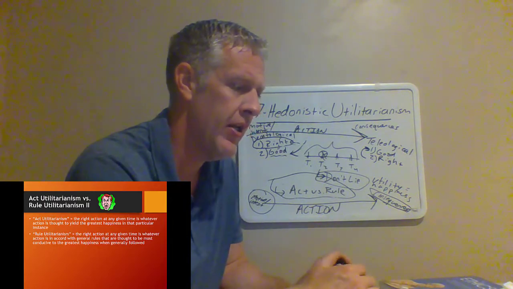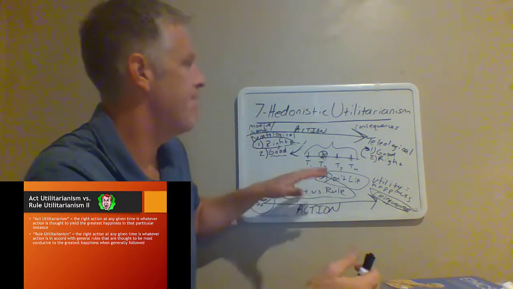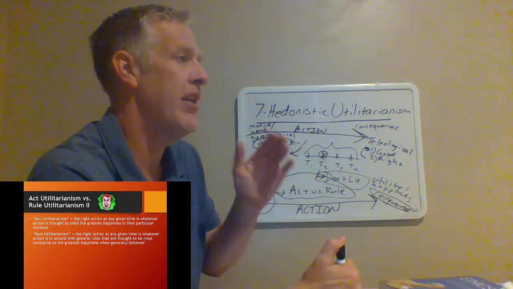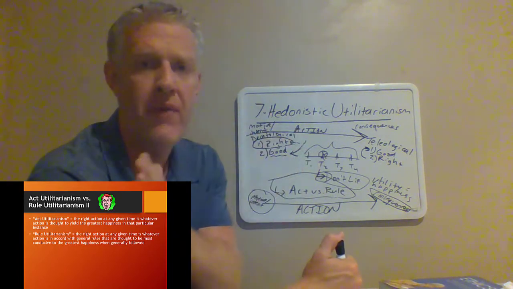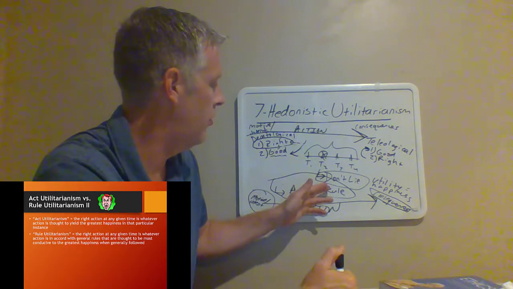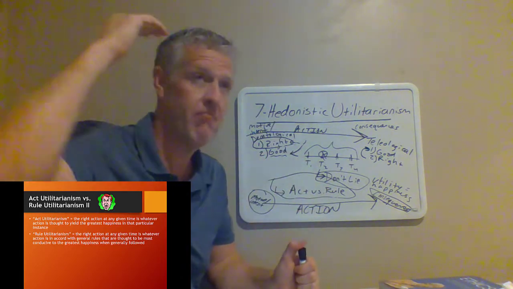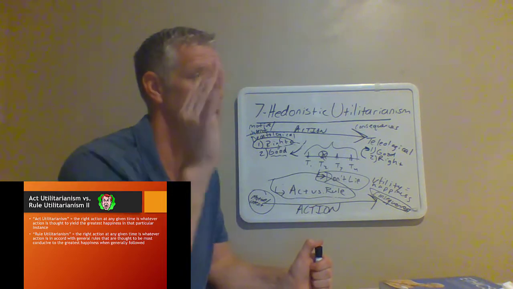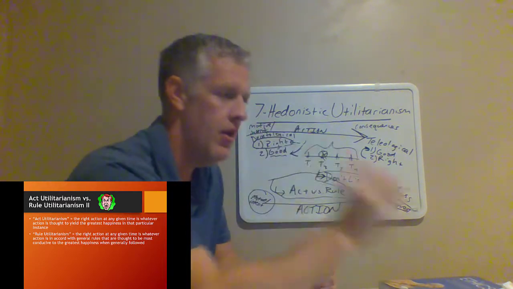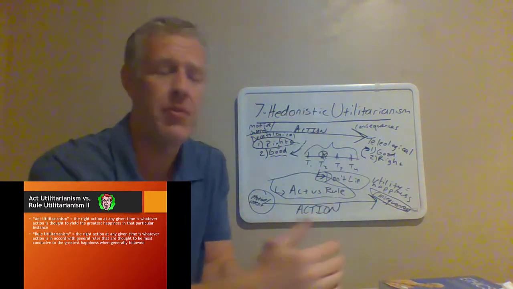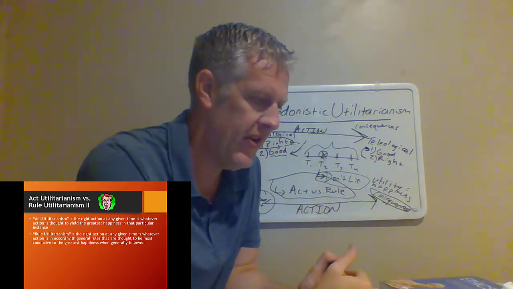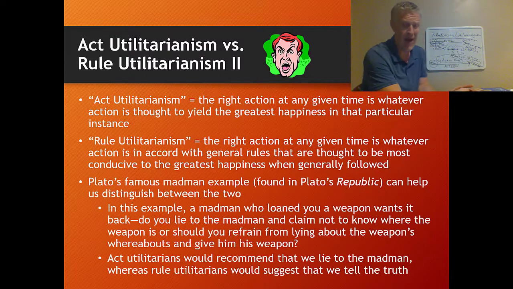The rule utilitarian, again, wants to say, don't require such complicated calculations every waking moment of their life. Rather, have these general rules that they can all apply much easier, right? It's much easier to just have these 10 guiding principles that you just always apply, and then you don't have to worry about making specific calculations. So, for example, this is the bottom of slide 10. Plato's famous madman example.